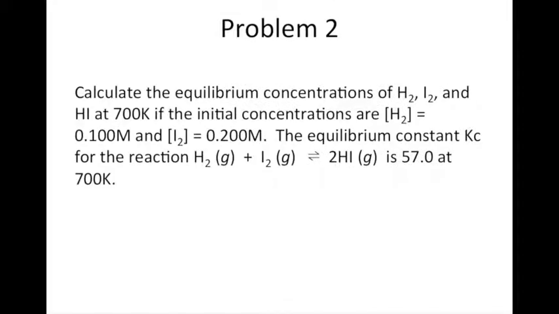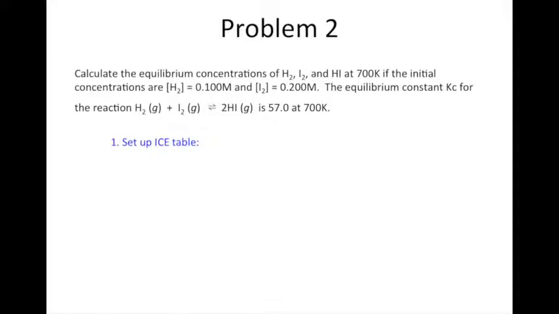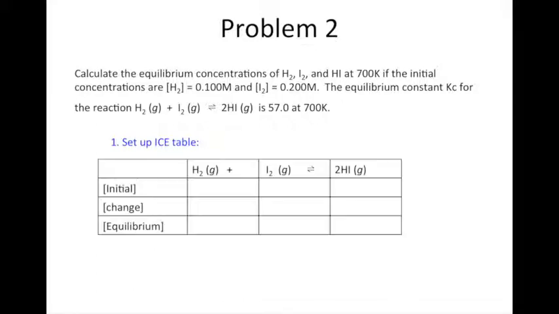So let's try another problem. Read through the problem. Please pause the video and give it a try and see if you can solve for these equilibrium concentrations. Pause the video. Okay, so the first thing we want to do is let's set up our ICE table. Again, initial, change, and equilibrium concentrations, and then our reaction up top. And let's figure out our initial concentrations. Those are given. They're already in terms of molarity, so we can plug those right in. Our HI, or hydrogen iodide, we can assume to be 0 since we're not given any information.